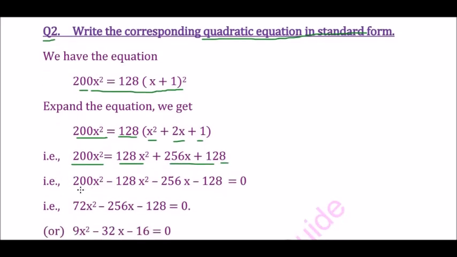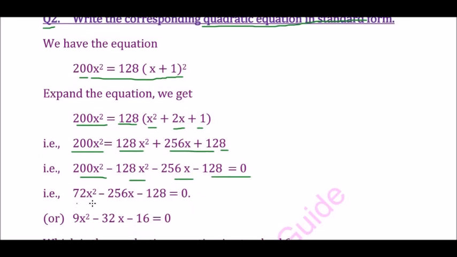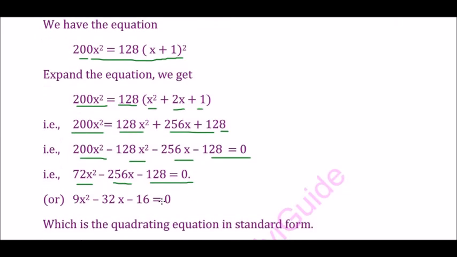That is 200x square minus 128x square minus 256x minus 128 is equal to 0. That is 72x square minus 256x minus 128 is equal to 0. Or we can write 9x square minus 32x minus 16 is equal to 0, which is the quadratic equation in the standard form. Then the question number 3.